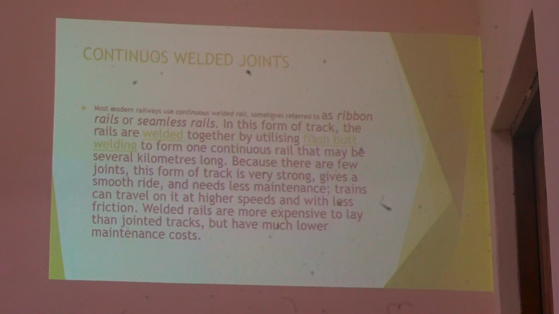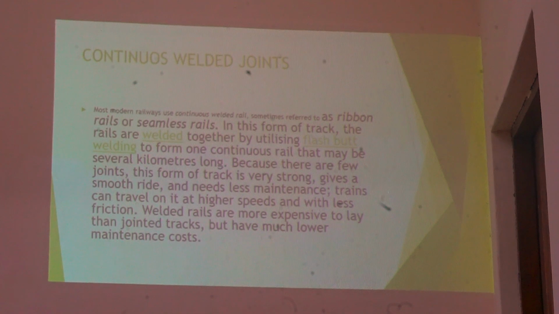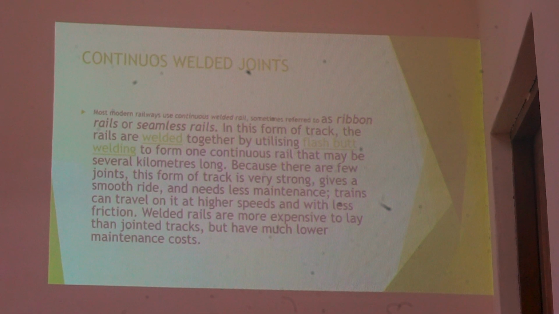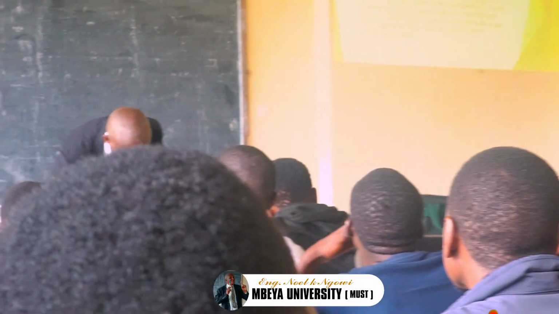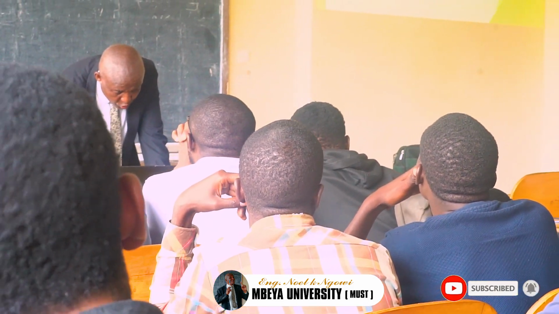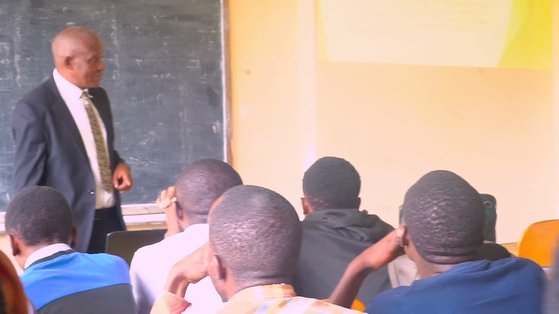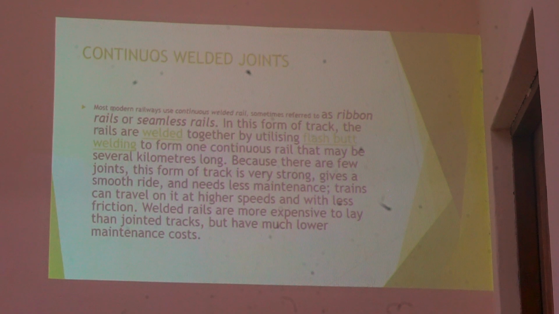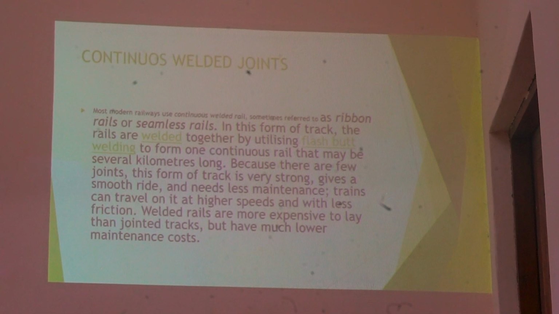Most modern rails are continuous welded rail, sometimes referred to as ribbon rails or seamless rails. In this form of track, the rails are welded together by utilizing flash butt welding to form one continuous rail that may be several kilometers long. So that is this continuous welded rail. I think I will not explain much. I'll leave you with these slides, so if you want to read further, you can read it.